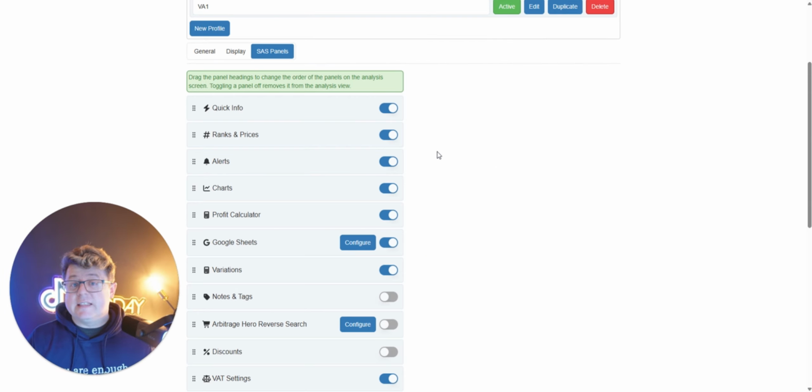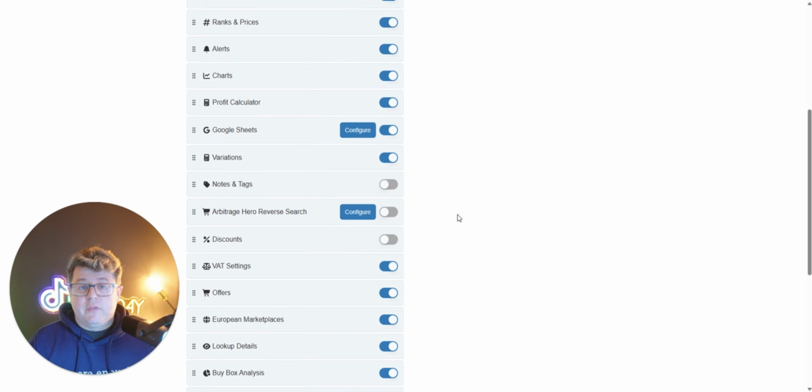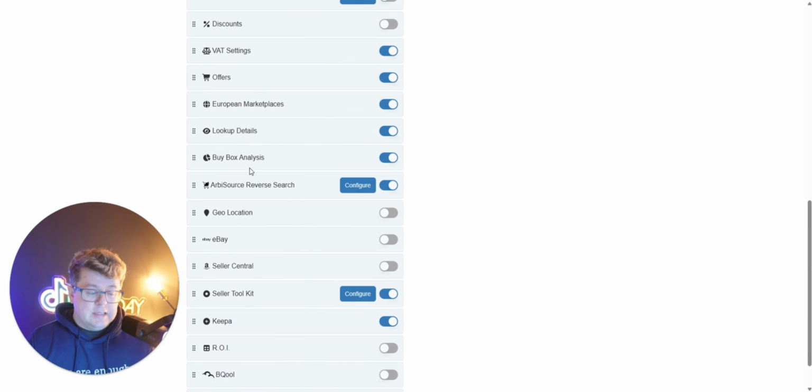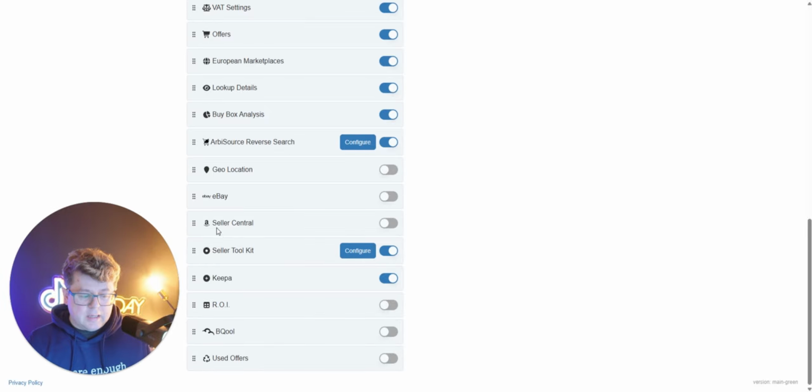And now we're at the SAS panels. Here you'll have things which you may want to add. So one thing you need to add is the variations. You may need to add the buy box analysis because they're really important when you're analysing your products. I don't have the eBay on there. I don't have the Seller Central, but this is down to you and how you want to use your SellerAmp.